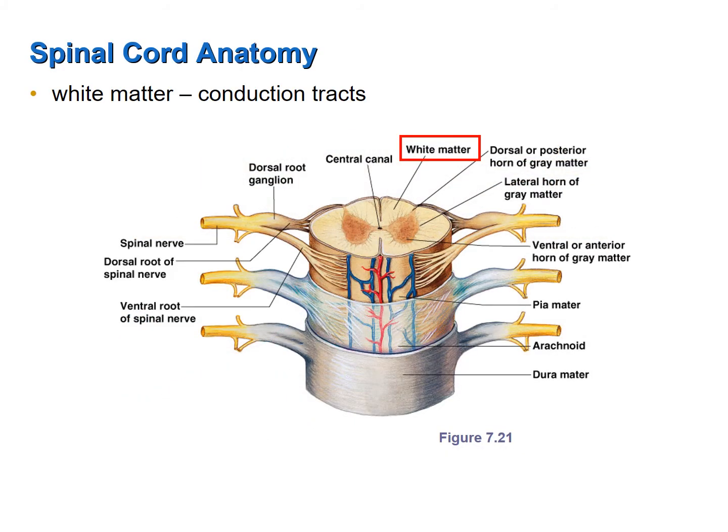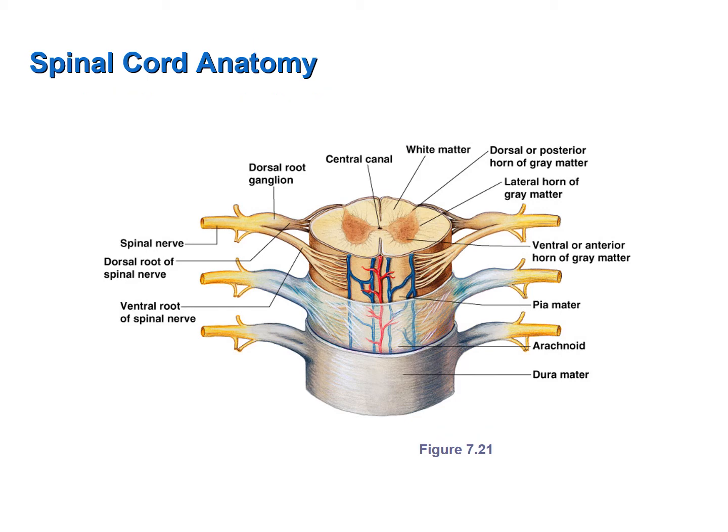The white matter of the spinal cord surrounds the gray matter and consists of myelinated axons. These axons are sending motor and sensory impulses up and down the spinal cord.